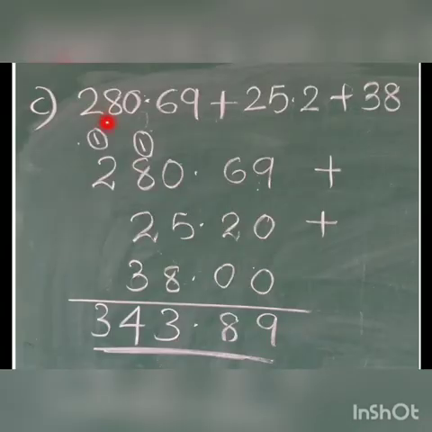One more example, 280.69 plus 25.2 plus 38. Here also one number is a whole number. So 280.69 I wrote the same. 25.20 I added here, plus 38 is a whole number, so I made it a decimal number by 38.00. Now adding 9 plus 0, 9, 6 plus 2, 8, 5 plus 8, 13, 1 carry over, 8 plus 2, 10 plus 3, 13 plus 1, 14, 4 here, 1 carry over, 2 plus 1, 3.